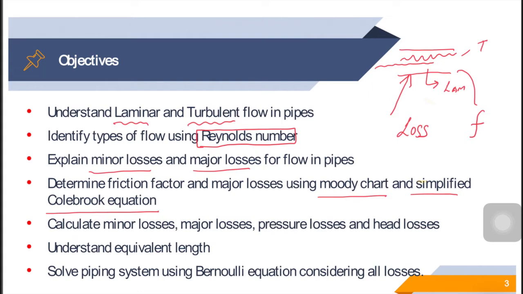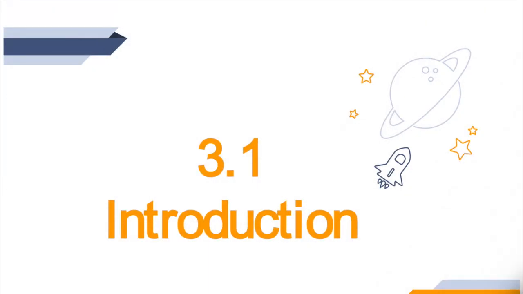After learning about the friction factor, we are going to learn how to calculate minor losses, major losses, pressure losses, and head losses, and understand what is equivalent length. Then we are going to go through some difficult problems, for instance, which involve a pump, a pipe, and a tank. So we are going to understand the whole piping network system by solving piping systems using the Bernoulli equation. This is all about what you are going to learn in this chapter.